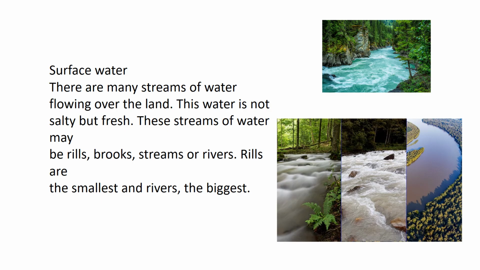Surface water. What is surface water? There are many streams of water flowing over the land. This water is not salty but fresh. These streams of water may be rills, brooks, streams, or rivers. Rills are the smallest and rivers are the biggest.